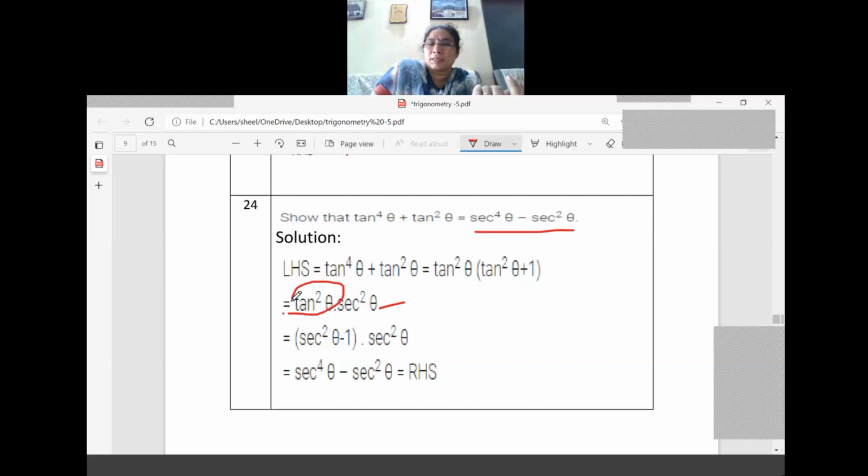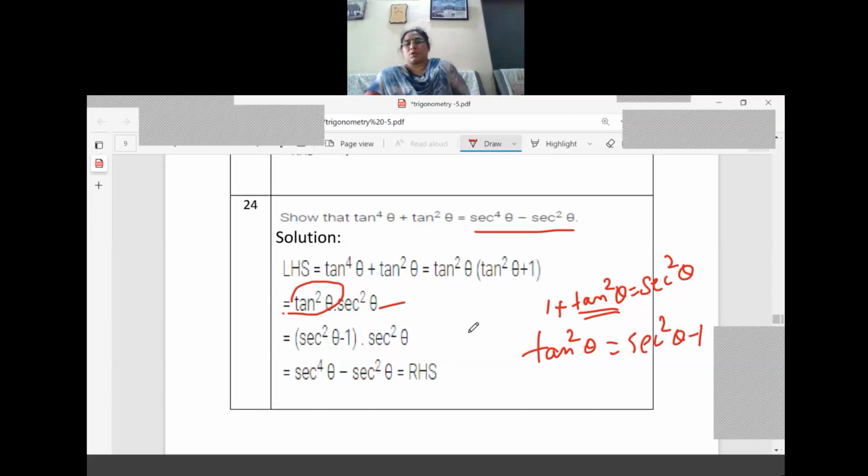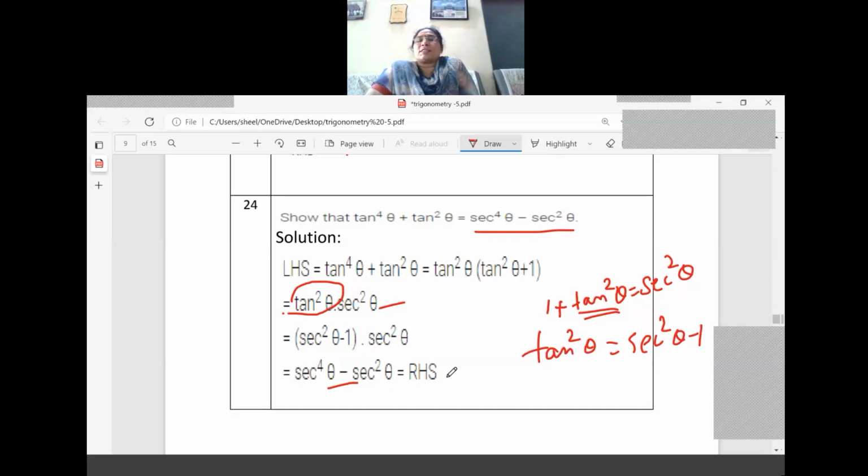So how we can eliminate tan? 1 plus tan square theta equal to sec square theta. So what is the next step? We should replace tan square theta there. So tan square theta equal to sec square theta minus 1. That we have done there. So (sec square theta minus 1) into sec square theta. Again expand the bracket, you will get sec raised to 4 theta minus sec square theta, which is equal to RHS.